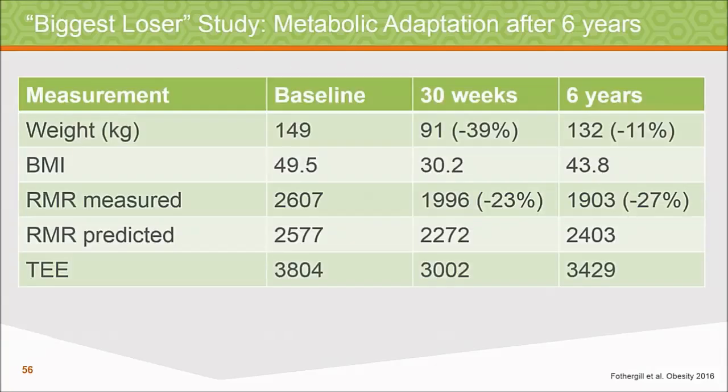So this is showing you that of the people at baseline, 150 kilograms, at 30 weeks, 91 kilograms, almost 40% weight loss. And then here, 11% weight loss. And what's interesting, though, is at 6 years, their total energy expenditure is actually increased, but their RMR measured is still decreased by 30%. Everybody says, well, they all regained all their weight, but in reality, they actually didn't do that bad. They kept 11% of their weight off, right? This is without medications. This is with that early intervention. So they did keep, at 6 years, 11% weight off.